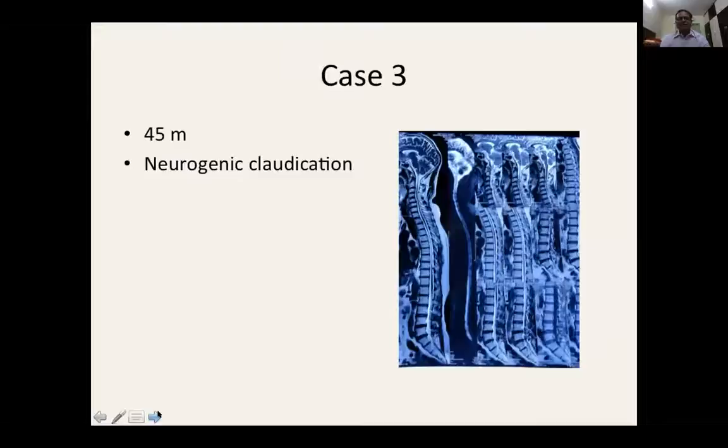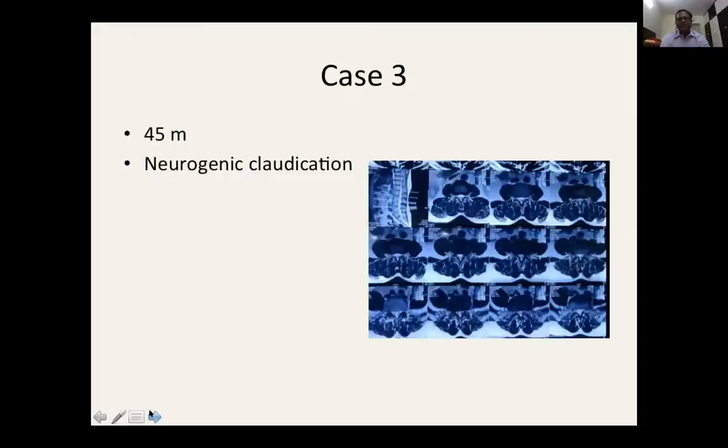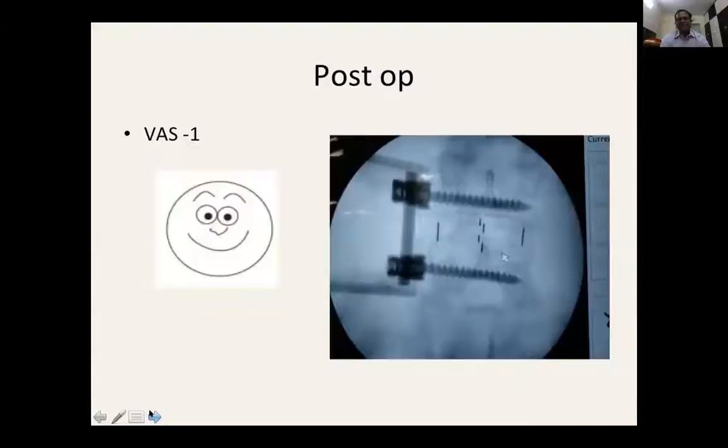This is case 3, a 45-year-old man who came with neurogenic claudication, and the MRI showed a black disc. He had seen many doctors. Everybody had suggested conservative treatment. For 3 years he was on conservative treatment, and in the scan there was a black disc with a retrolisthesis and foraminal stenosis.